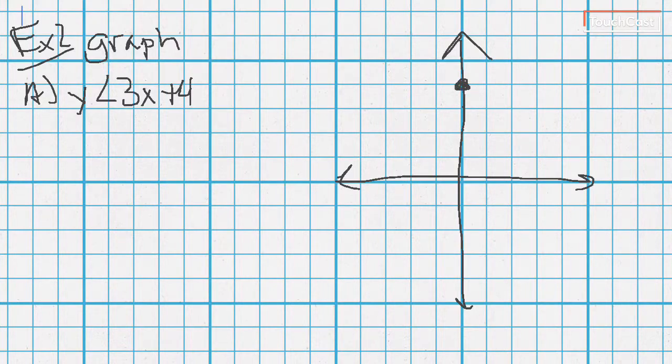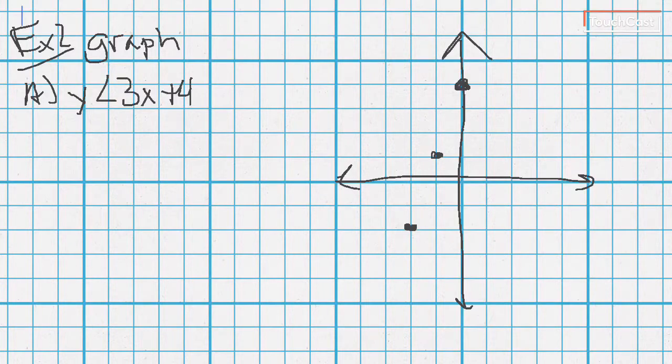And then I need to move either up 3 and right 1, or I can also move down 3 and left 1 to put in a couple more points. So we've got that started, but now we have to ask ourselves, are we going to use a dash or a solid line when we connect this?